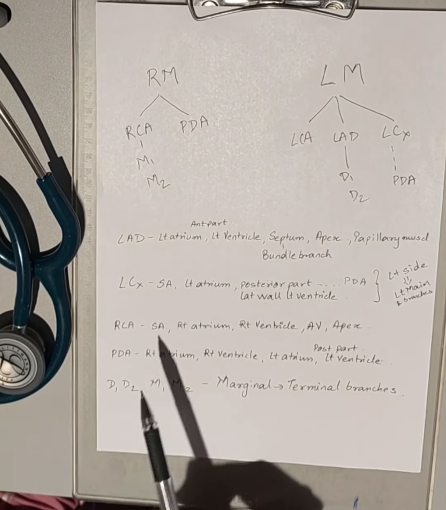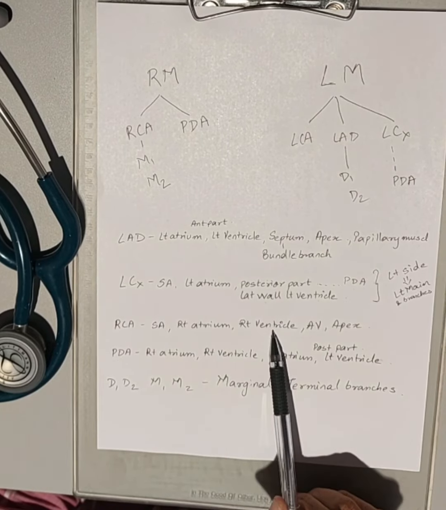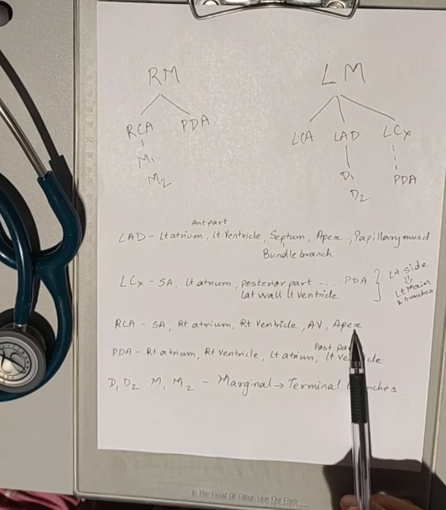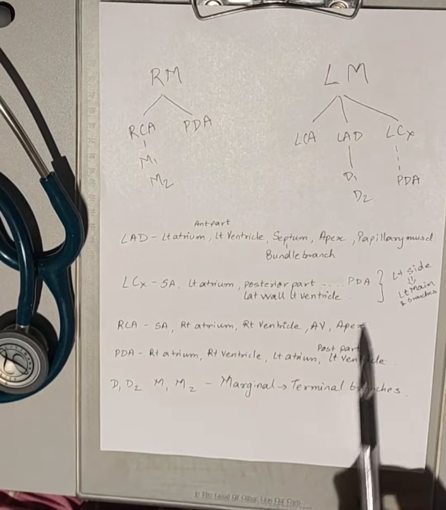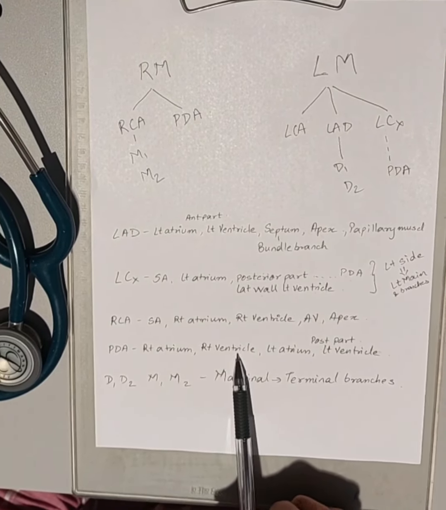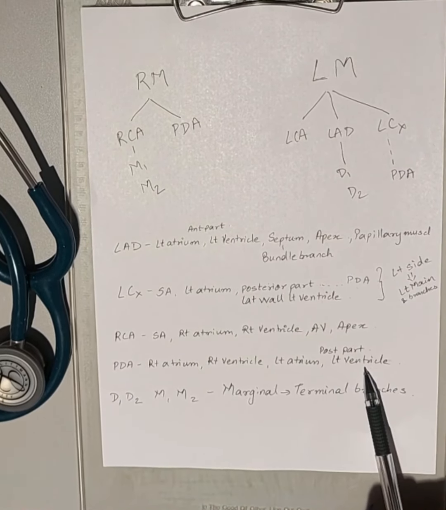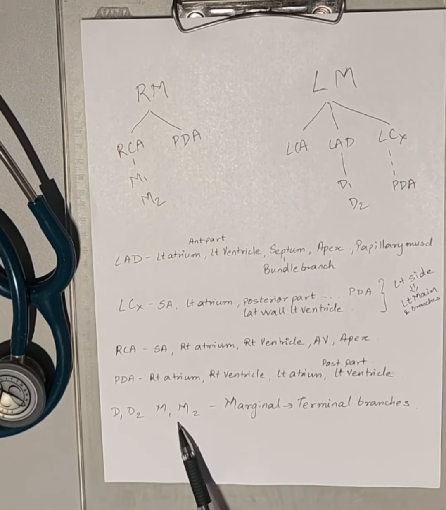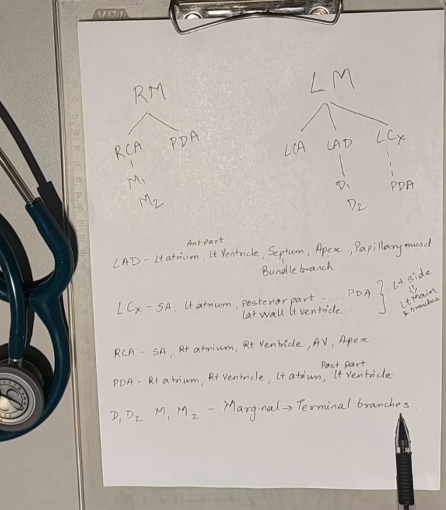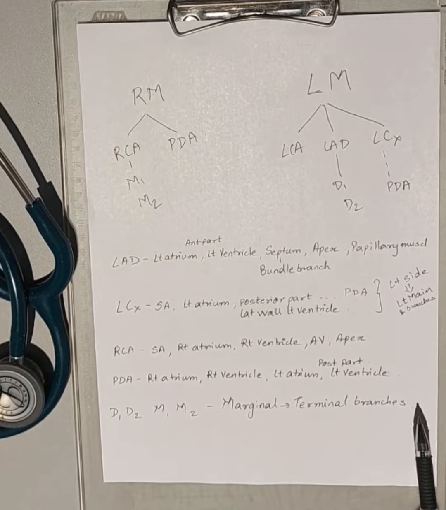The right coronary artery supplies the SA node in few of the people, the right atrium, the right ventricle, the AV node, and the rest of the apex. The posterior descending artery supplies the right atrium, the right ventricle, the posterior part of my left atrium and left ventricle. The diagonal and the marginal are nothing but the terminal branches, and they supply the terminal ends of the atrium and the ventricle.